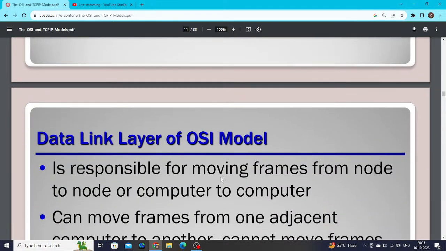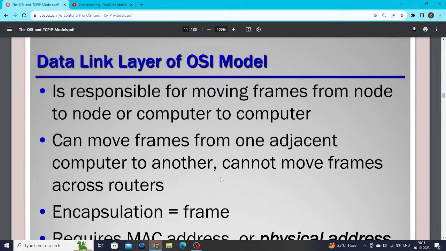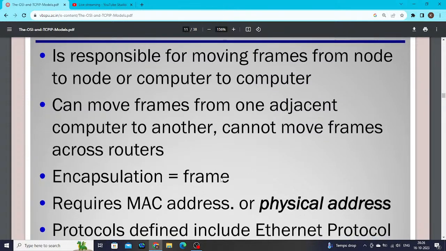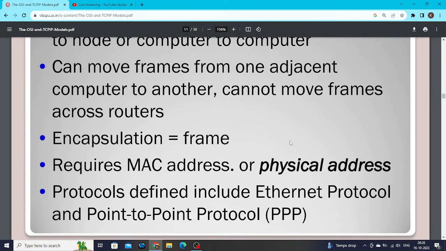Then there is the data link layer. The data link layer is responsible for moving frames, where the bit format is changed into frames, from one node to the next, from one computer to the next computer. It can move frames from one adjacent computer to another, but it can't move frames across a router. Encapsulation here equals frame, as we already read about encapsulation and de-encapsulation. A MAC address, or physical address, is required for the data link layer. Protocols defined include Ethernet protocol and point-to-point protocol.